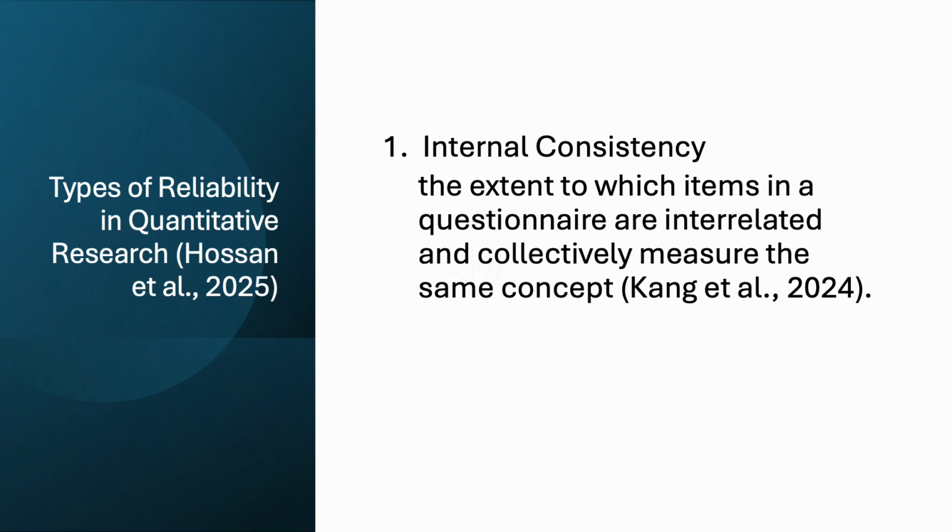2024. This approach evaluates whether the items function cohesively to assess a particular construct. The most widely used method for assessing internal consistency is Cronbach's alpha, where a score of 0.70 or higher generally indicates satisfactory internal reliability, as explained by Nur Hidayati and Sukri, 2025, and Adeniran, 2025.